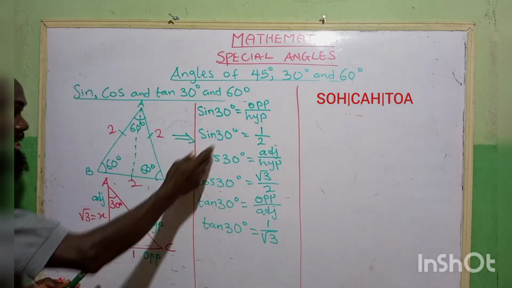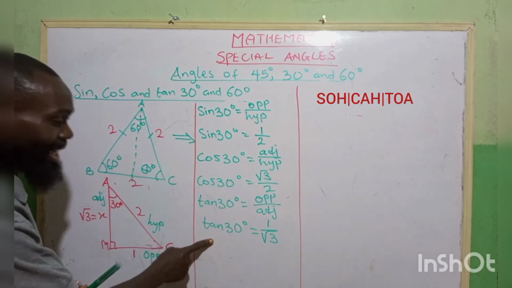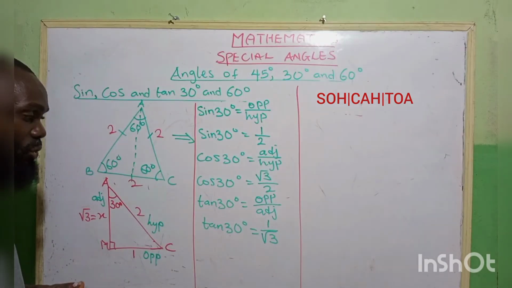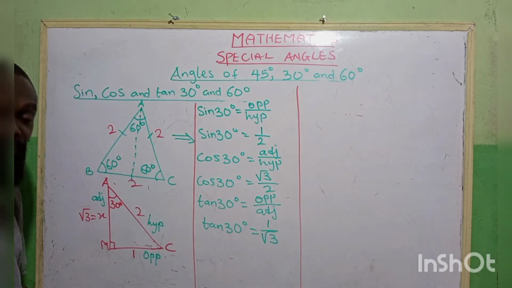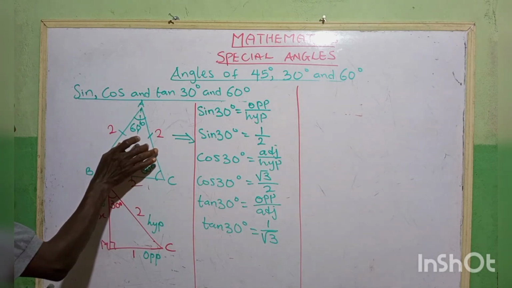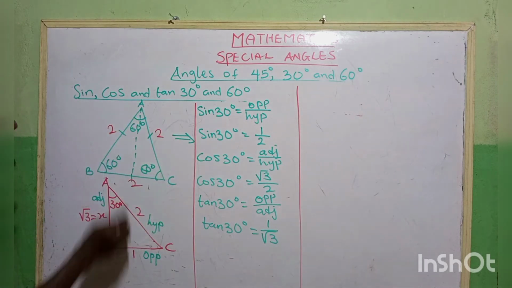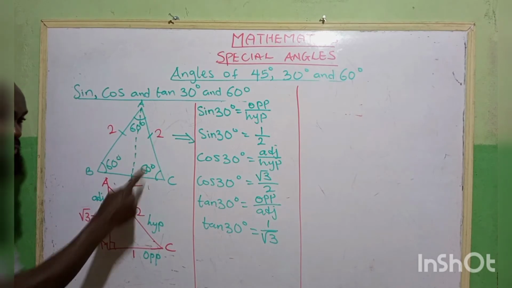So sin 30 degrees equals 1 over 2, cos 30 degrees equals root 3 over 2, tan 30 degrees equals 1 over root 3. Now, let us look at 60 degrees. Don't forget that in this triangle, if I bring part of it out, this side is 30 and this one is 60. I want to consider that of 60 degrees now.